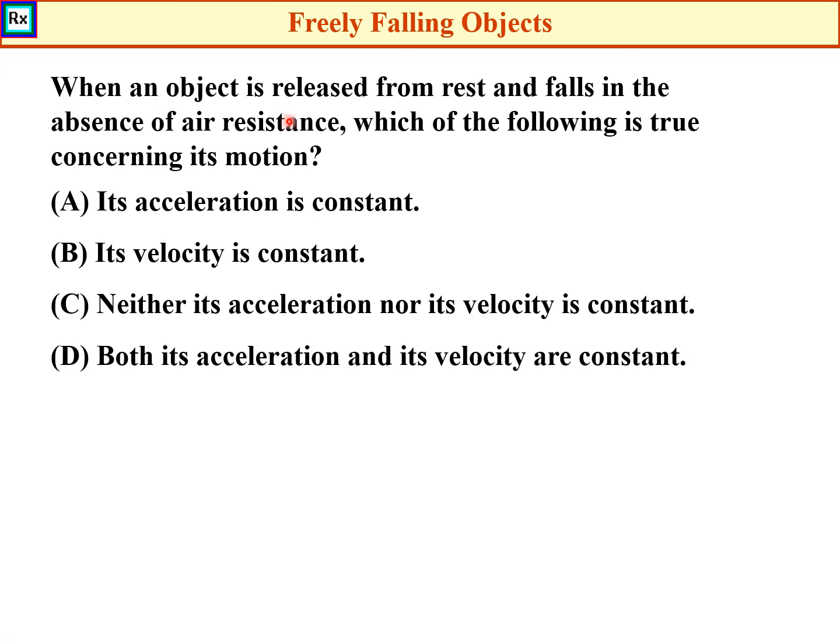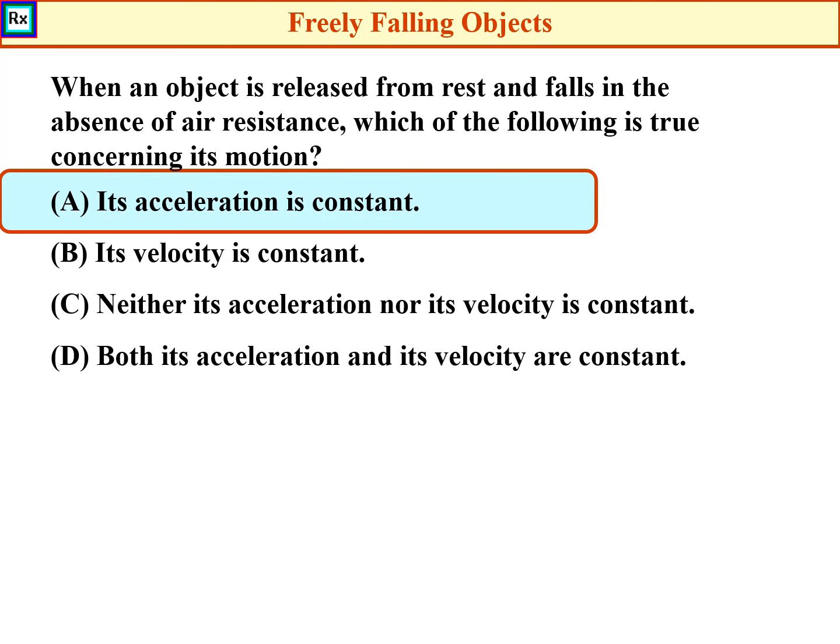This question says, when the object is released from rest and falls in the absence of air resistance, which of the following is true about its motion? So with no air resistance, gravity is going to be pulling it down and its acceleration is going to be constant. Velocity can't be constant because as it's falling, gravity is pulling down on it.